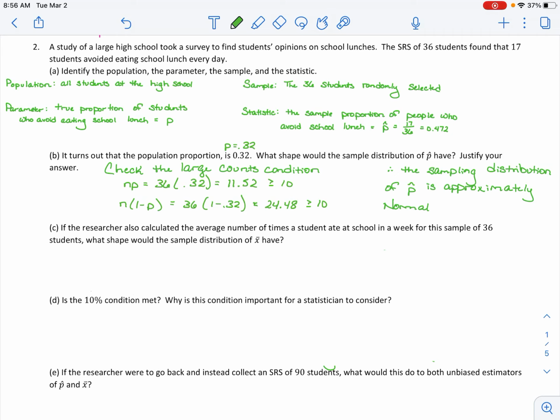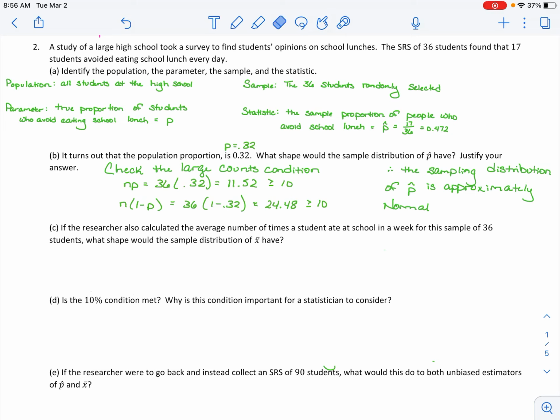If I wanted to look at my sampling distribution of x bar, that's part C. The researcher also calculated the average number of times that a student ate at school in a week for the sample of 36 students. What shape would the sampling distribution of x bar have? Now, I don't know the shape of the population. It is unknown. It was never mentioned to me. But it technically doesn't matter because you have a large enough sample size.